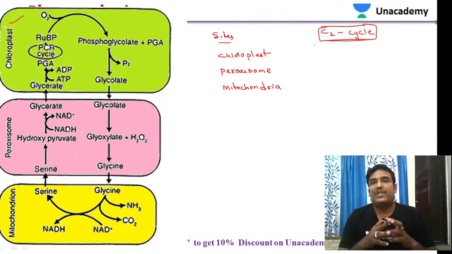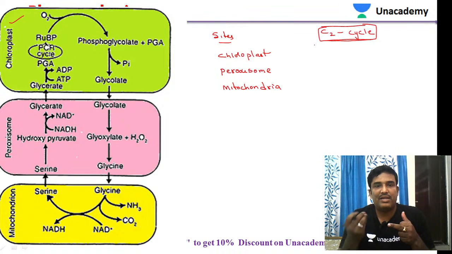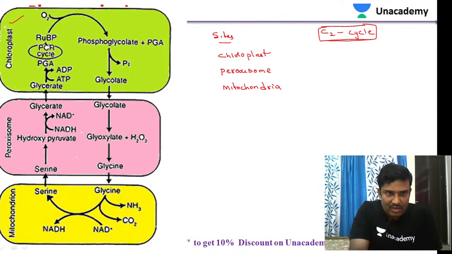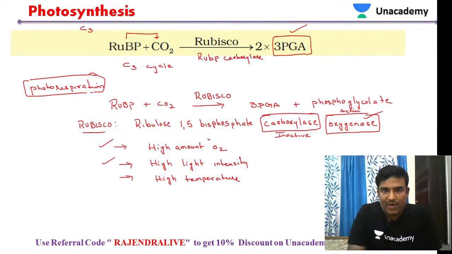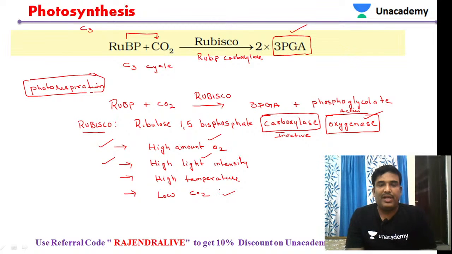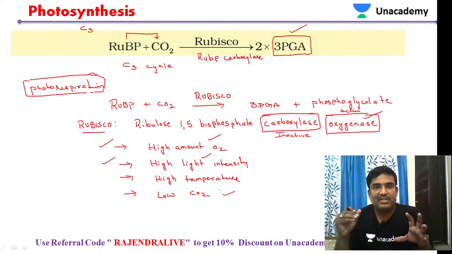The locations where photorespiration takes place in a plant cell are the chloroplast, peroxisomes and mitochondria. You can see here in the chloroplast, RuBP reacts with oxygen, with low carbon dioxide, as we were discussing previously. A high amount of oxygen is required, high light intensity, high temperature, and at the same time low carbon dioxide. Low carbon dioxide is another important factor we should remember. To undergo photorespiration, all these conditions are required.